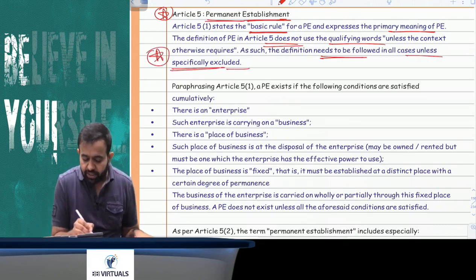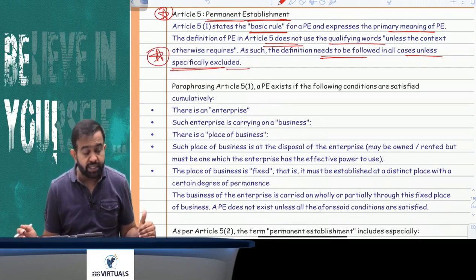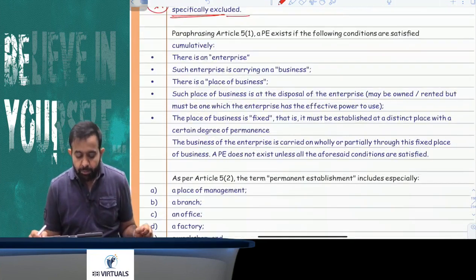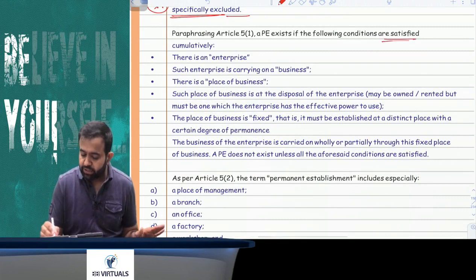So in this case, article number 5.1 is a basic condition that should be fulfilled to become a PE. So the first paragraph of article 5.1: a PE exists if the following conditions are satisfied.